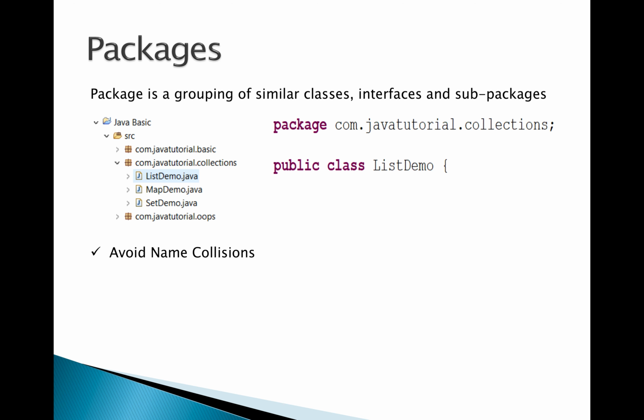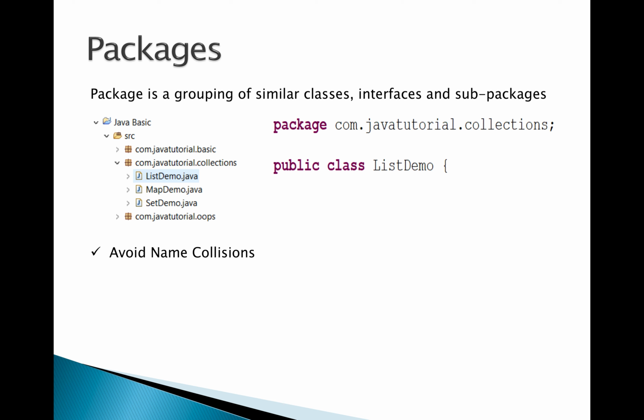Why do we use packages? To avoid name collisions. So what is name collision? Let's say you are coming up with a class name called ListDemo in your project, whereas your fellow developer is also coming up with the same name called ListDemo. You will not be able to have two class names sitting in the same package, right? If you don't have packages, there's a high chance that people will be coming up with the same names, and there will definitely be a name collision in your project. So packages avoid the name collision.